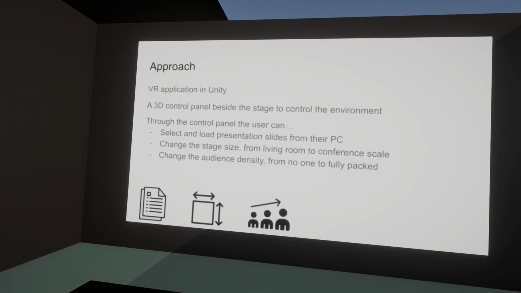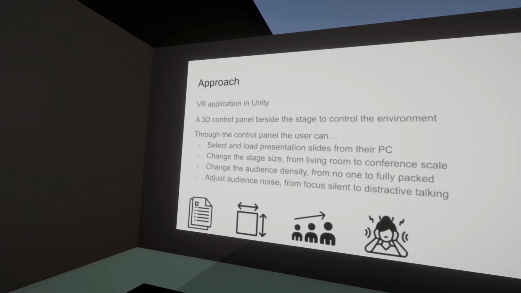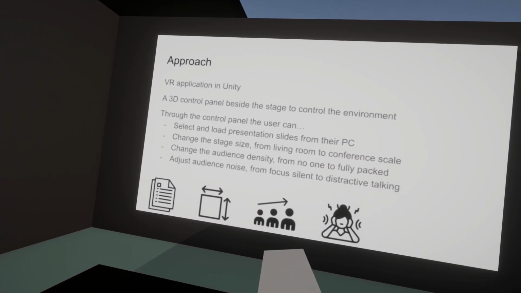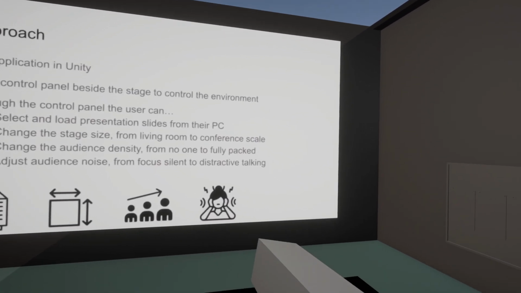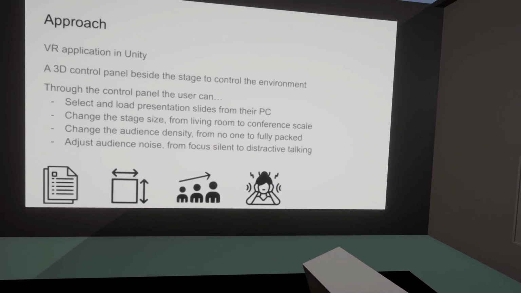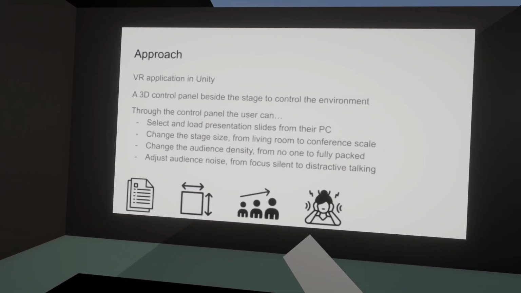Change the audience density, like I can do with this button. Also adjust the audience noise from focus silent to distractive talking. There is noise to the audiences, but you can't control it. It's only based on the size.